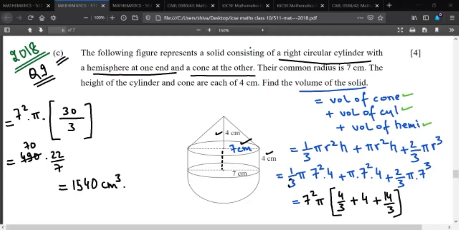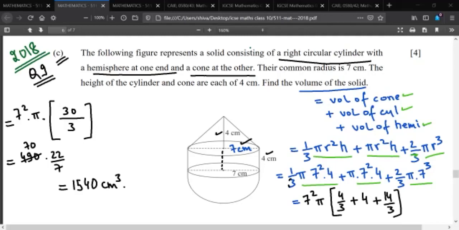The volume of a cone is 1 by 3 pi r square h. Volume of a cylinder is pi r square h. Volume of a hemisphere is 2 by 3 pi r cube. Now all I need to do is put the values inside, and if I can do some smart calculation, I need not waste my time calculating each and every volume separately.